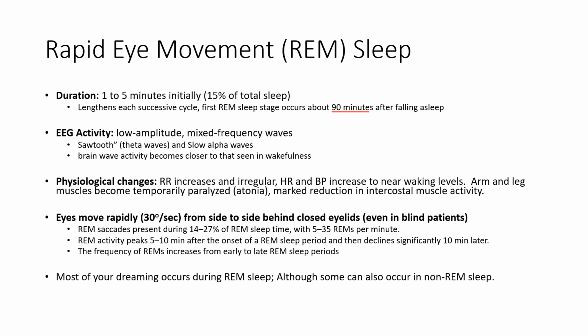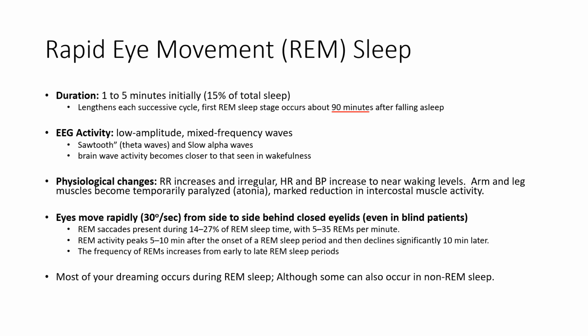The REM activity peaks 5-10 minutes after the onset of the REM period. So we see it more at the beginning, and then it begins to gradually decline, the movement of your eyes, as you move through the REM stage. And then we see the frequencies increase as we continue on throughout the night. So at the beginning we see less REMs, and we see more REMs as we move towards the end of sleep.